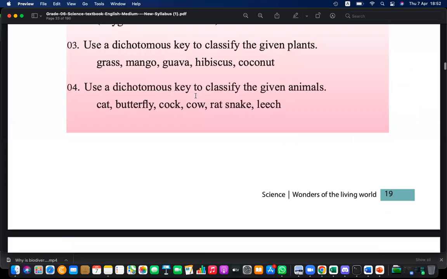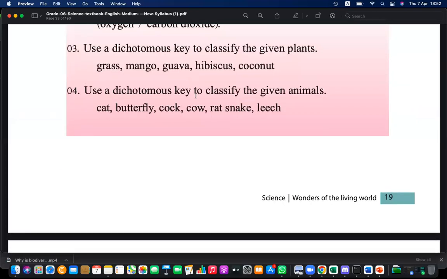Okay, then you are given two exercises. I think you can do this at home. Use a dichotomous key to classify the given plants. So you have guava, hibiscus, coconut, 5 plants. Use dichotomous keys and divide them into categories. At least one dichotomous key can divide this into two, and one more dichotomous key can be divided into two. Actually, you need at least 3 or 4 dichotomous keys to divide this. Try this at home and please send it to the WhatsApp group.